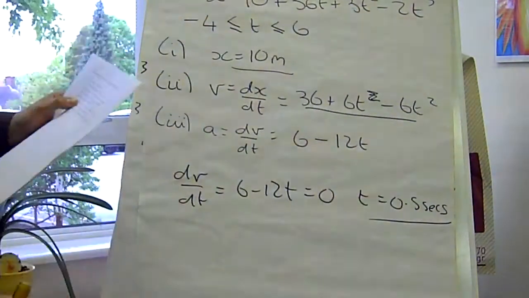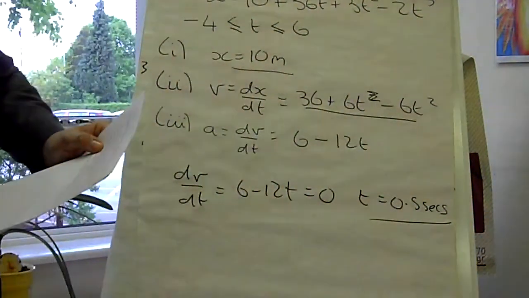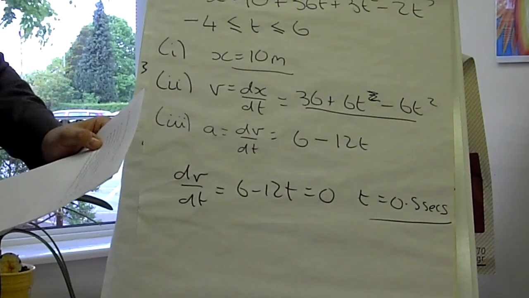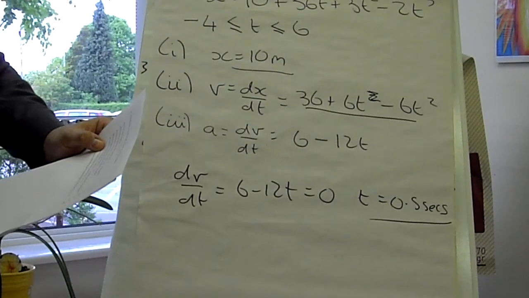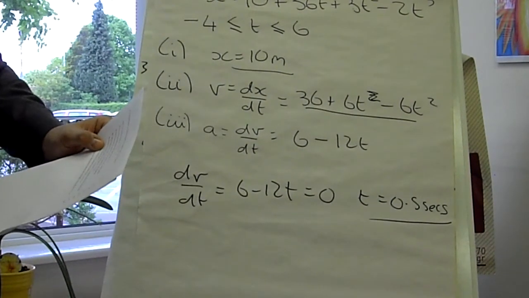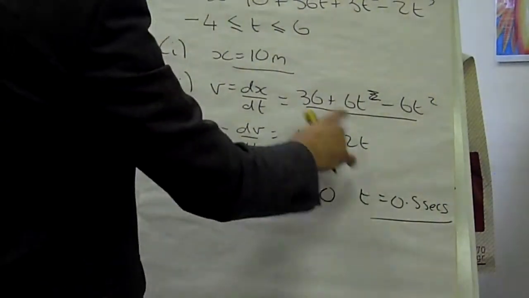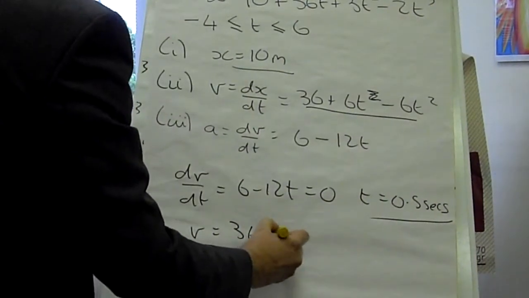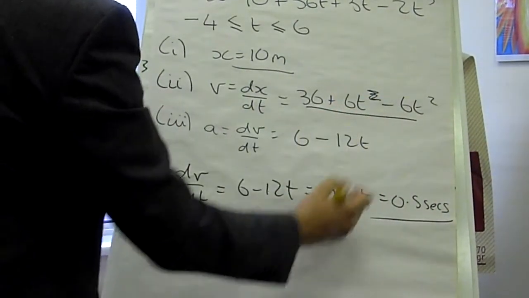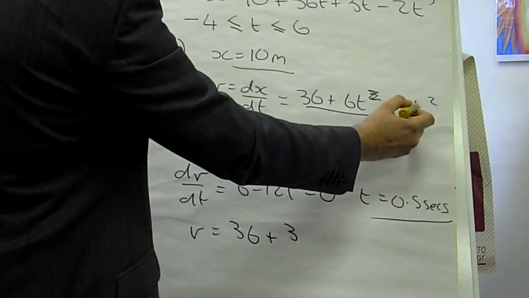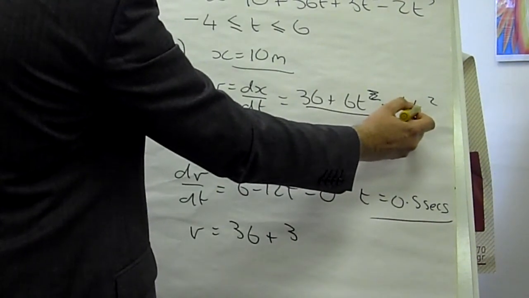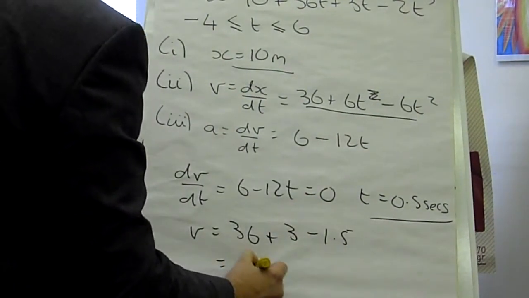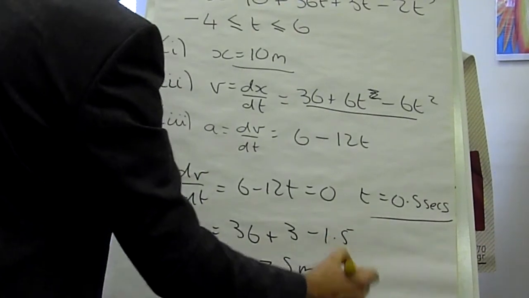So after 0.5 seconds, the velocity will be at its maximum, and of course we can calculate what that will be by simply substituting in that value of t. If we put in 0.5 into here, we get v is 36 plus 0.5 times 6 is 3. Now 0.5 squared is 0.25, and 6 times 0.25 is 1.5, so minus 1.5, and that gives us an answer of 37.5 metres per second.